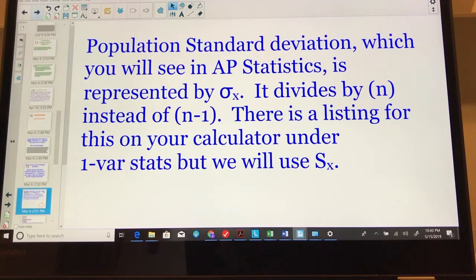However, if you take AP Stats, you're going to be using population standard deviation. It divides by n instead of n minus 1. And there's a listing for this in your calculator also, but we're not going to be using that one. We're, again, going to just be using this s sub x. So when you're looking for standard deviation in your calculator, make sure you're using this one, okay?